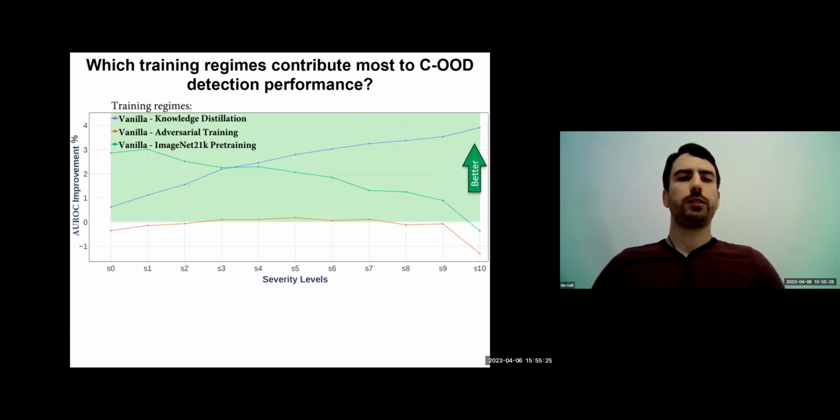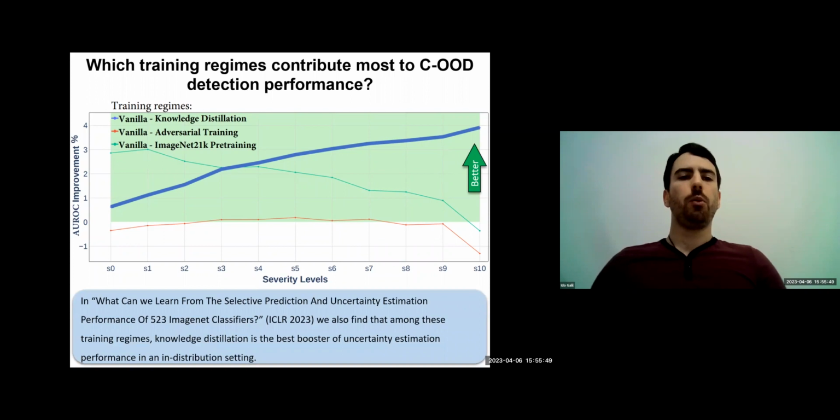We also measured COD detection improvement when using different training regimes to explore whether a certain method consistently contributes to detection performance. Results are depicted in the figure on this slide. Of all the training regimes we evaluated, knowledge distillation had the most significant impact in most severity levels. In the aforementioned paper, we also find that among these training regimes, knowledge distillation is the best booster of uncertainty estimation performance in an ID setting.